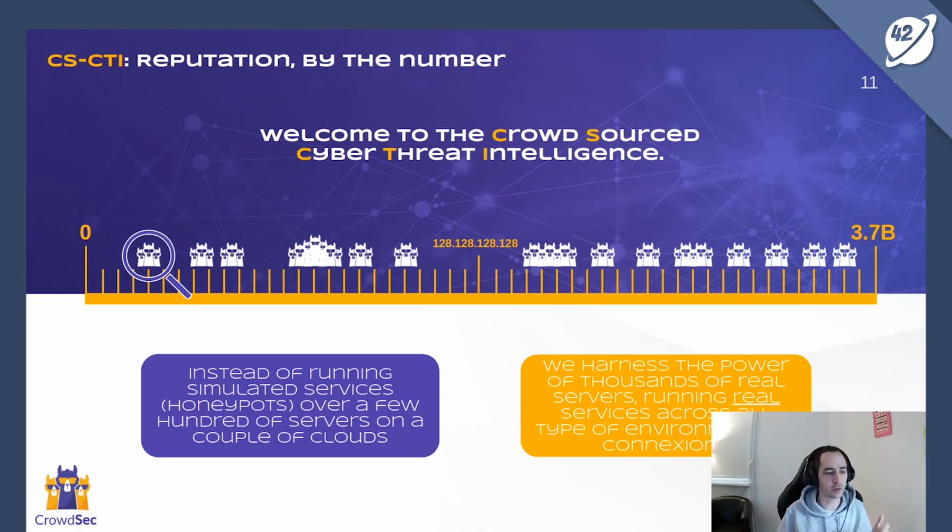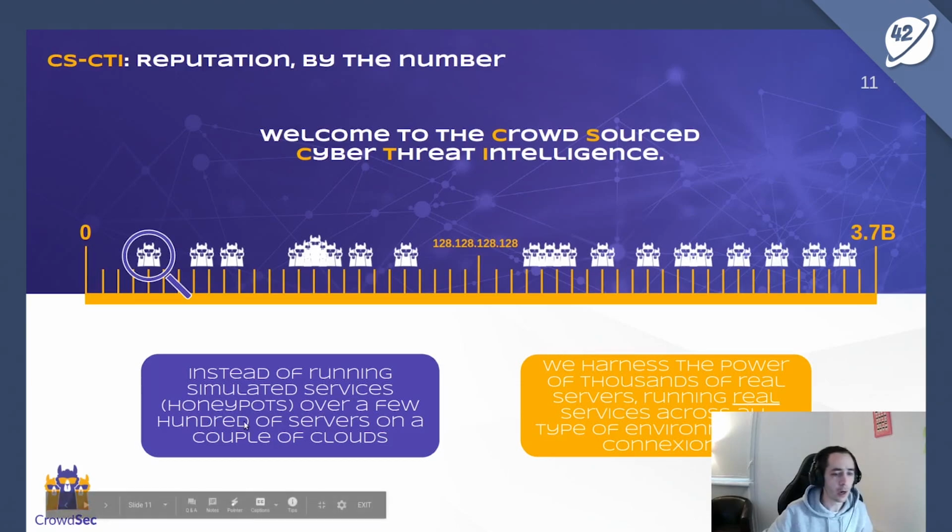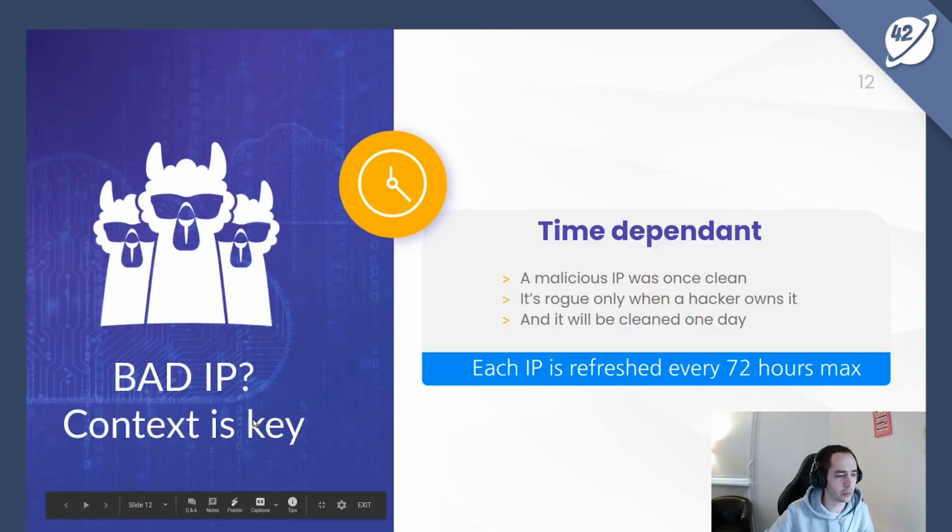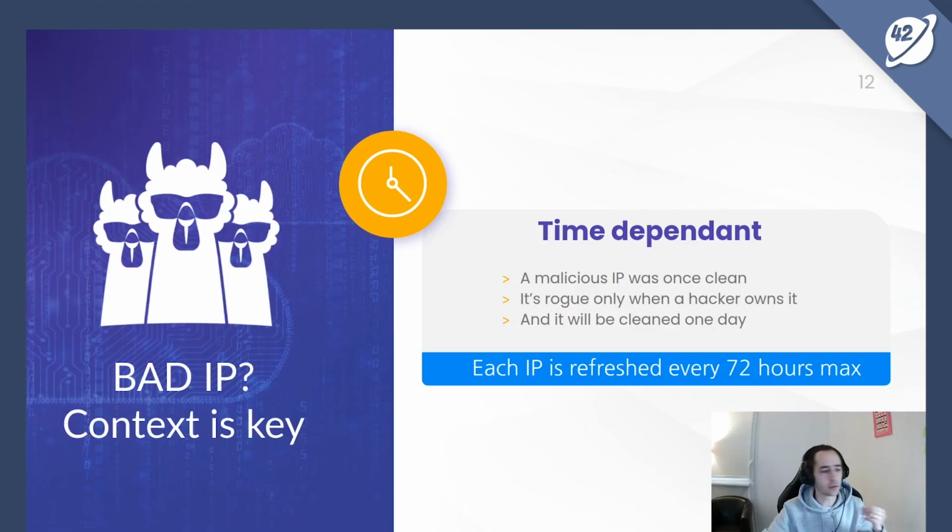And this is what we want to do. With thousands of users, we are going to create a very accurate CTI mechanism. And so how do we then mix all this information together? Because why do we believe that the crowd is so important? Because context is key, and context can be gained through the crowd.